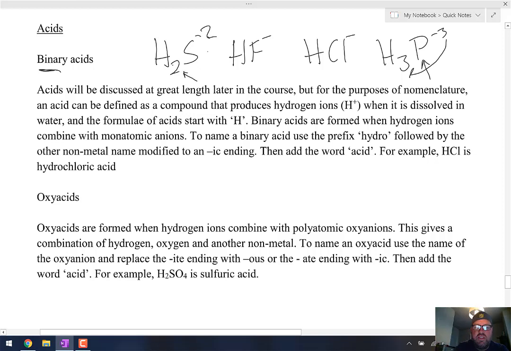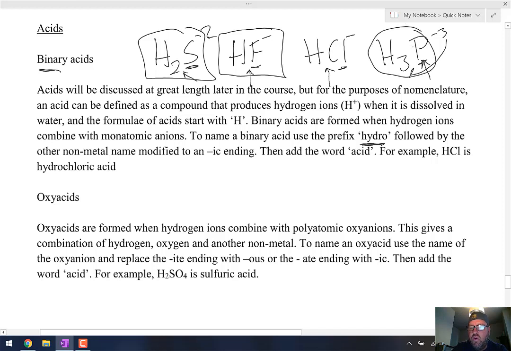Okay, and then how do you say the name of them? You simply write the word hydro at the front, and then you change the name of this to IC at the end, and then you put acid. So this one here is called hydrosulfuric acid. This one here is called hydrofluoric acid. This is hydrochloric acid, and this is hydrophosphoric acid.